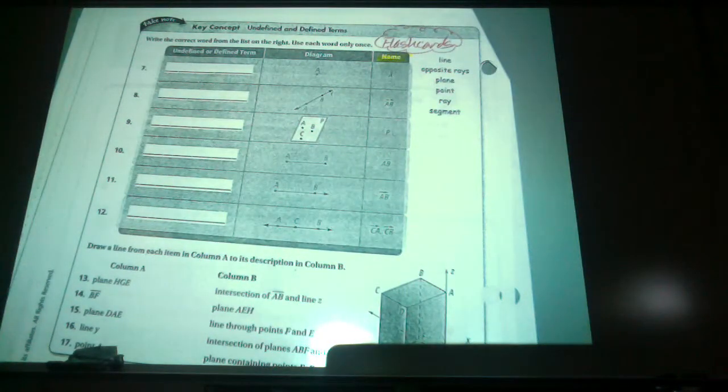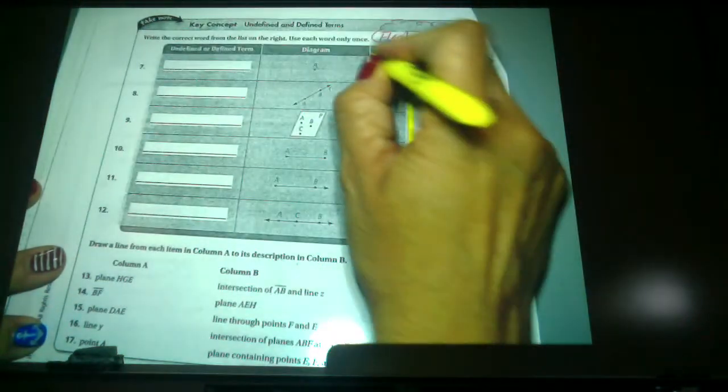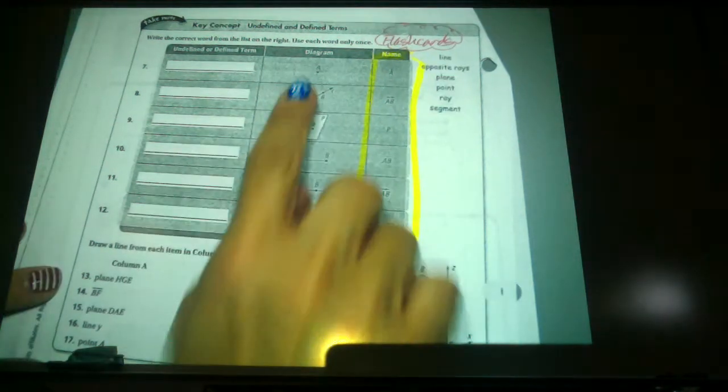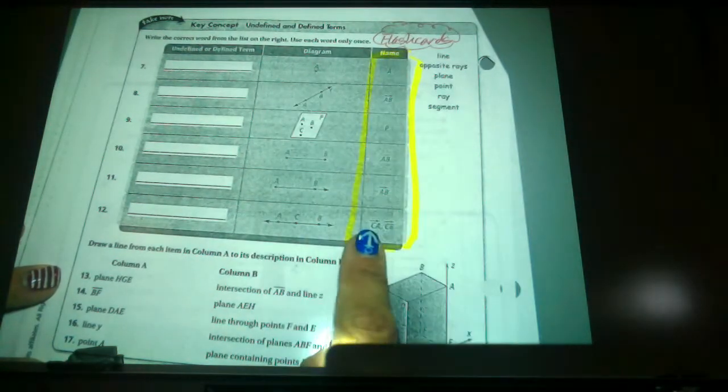So this first thing that we have here, they've got a picture and they have their proper notation. Your notation is huge in geometry. If you use the wrong notation, you are going to get the answer wrong. So this right here is huge. You must know the notation. So when you make your flashcard, make sure that you put both the picture of what it is and the proper notation.